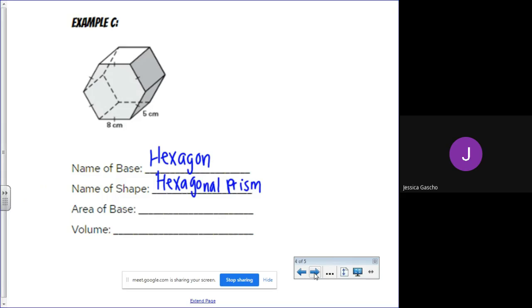This one's going to be a little bit trickier, so remember, to find the area of a regular polygon, we do a times n times s divided by 2. We don't know what the apothem is, so we're going to have to find that, but we do know our number of sides is 6, and our side length is 8.